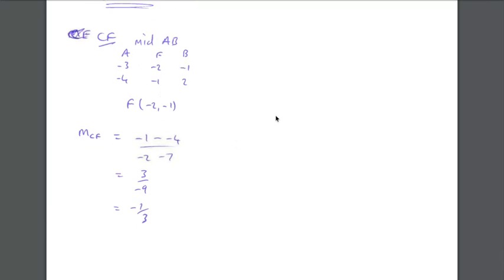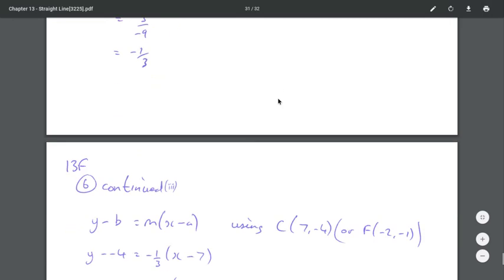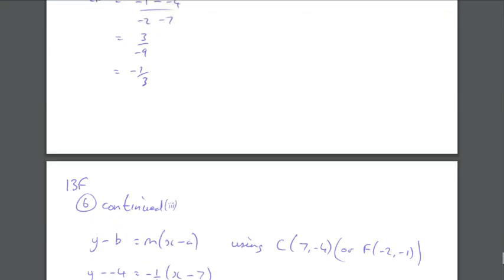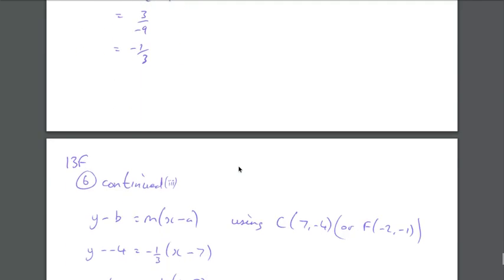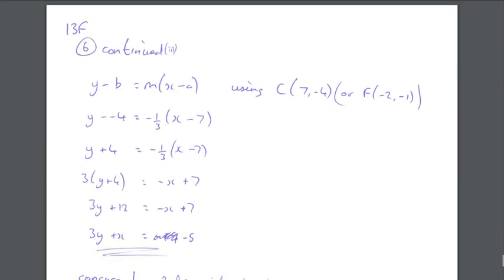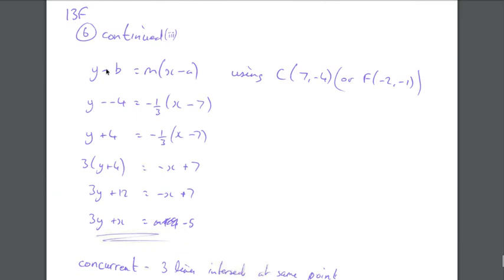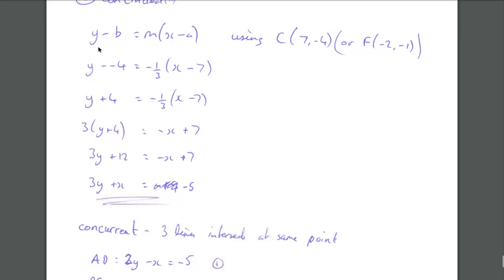So find the midpoint, find the gradient. Lots of opportunities here just to make a little mistake, which will lead to the incorrect final answer. So always check your solutions with mine at the end. And then again, y minus b equals m bracket x minus a. Use either C or F. So substituting in here, again, we've got a fraction, so I would triple both sides here. So rather than having -1/3, I would just have -1 of the bracket.